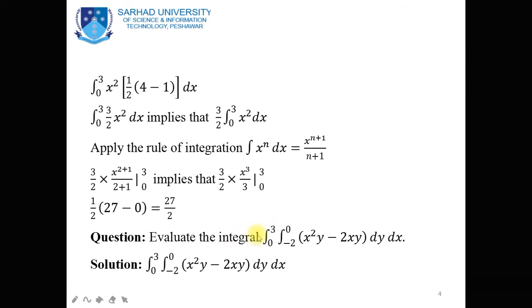Now, to evaluate this double integral from 0 to 3 and from minus 2 to 0 of x square minus y minus 2xy, with respect to y and with respect to x.